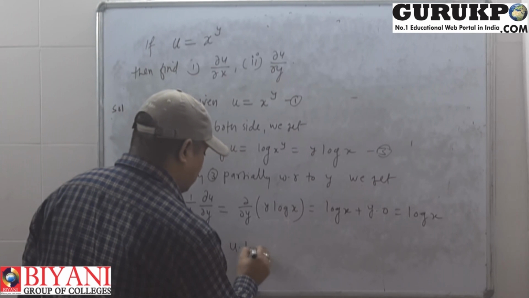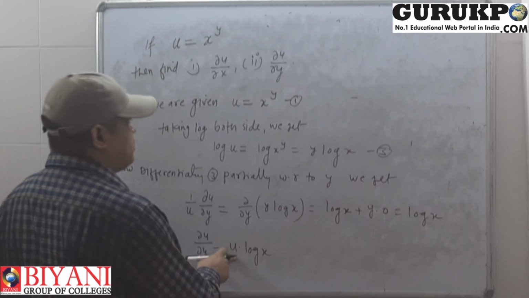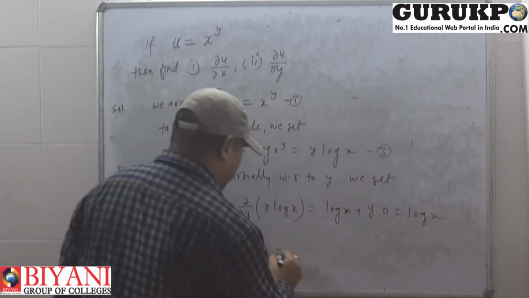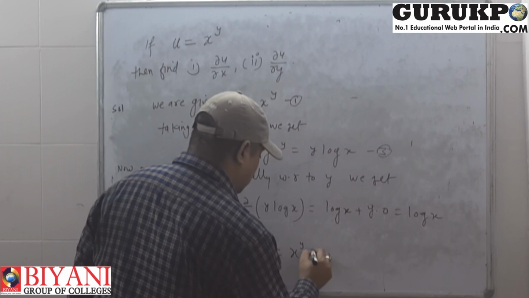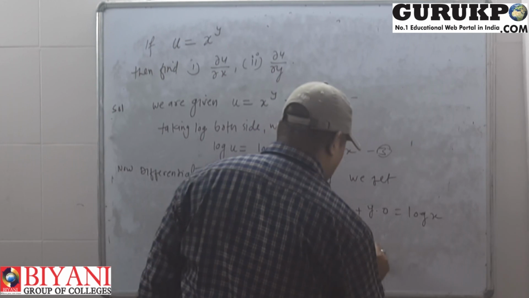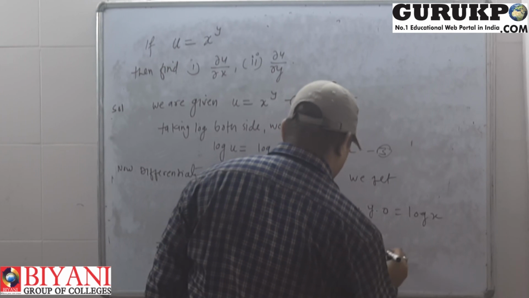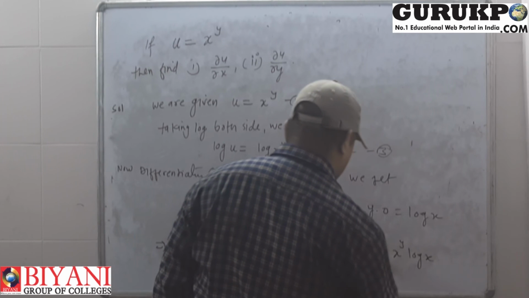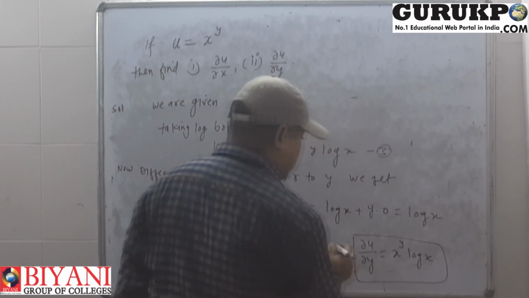So while putting the u from the right side, we have del u by del y equals u into log of x, and what is u? u is the value of x to the power y, therefore x to the power y into log of x. So del u by del y is nothing but x to the power y log of x. It is the required result.